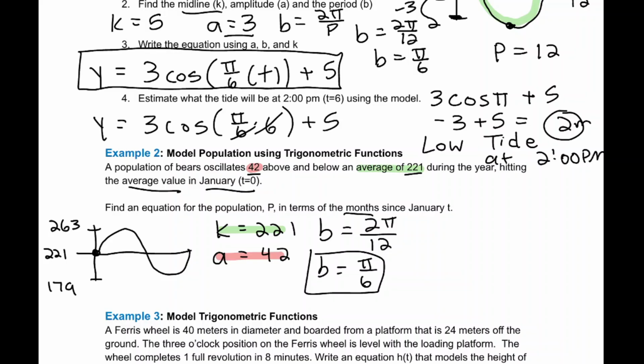So since this is starting in the middle, this would be a sine graph. So my equation, I guess I want to call this P, population of P, is going to be A sine of Bt plus 221.